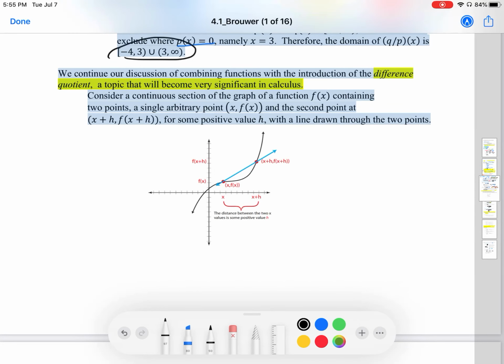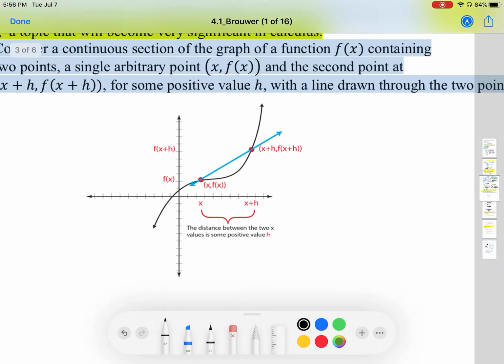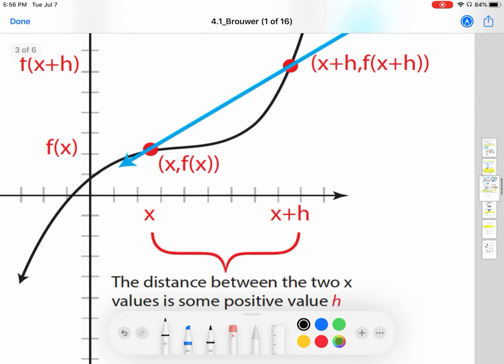We continue our discussion of combining functions with the introduction of the difference quotient, a topic that will become very significant in calculus. Consider the continuous section of the graph of the function f of x containing 2 points: a single arbitrary point, f of x, and a second point, f of x plus h. So we have this here. This would be like a point x comma y, and this is something more, so x plus something else. Let's make it a 2 and y 2, similar to slope. Think of this as a slope actually.